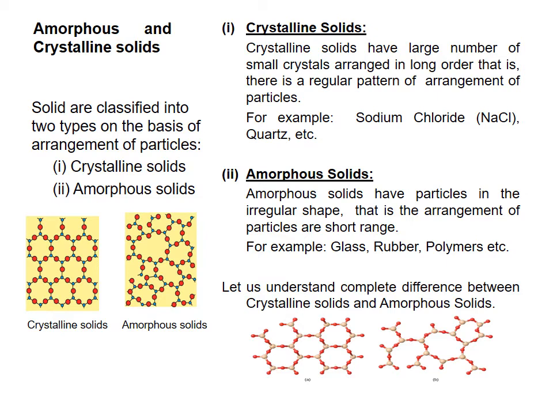Whereas the second figure shows that those solids do not have a regular arrangement of particles. They have a short range arrangement. After a certain arrangement of 5 or 6 atoms, you can see that the shape has changed. That is why they are considered to have short range order of the particles and are known as amorphous solids. For amorphous solids, you can give examples like glass, rubber, etc.